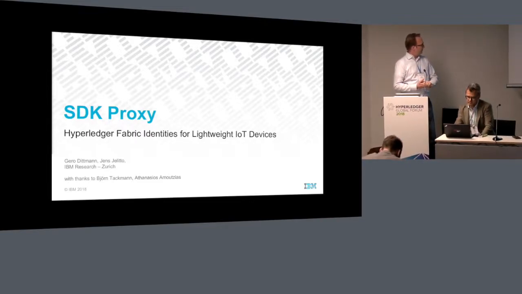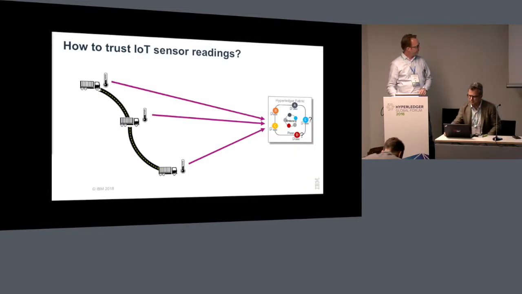What we want to show you here is an approach to give IoT devices identities on the Hyperledger Fabric, and in particular to enable lightweight IoT devices to do that too. So not just Raspberry Pis, although that still is going to be our prototyping platform, but Arduino type lightweight devices are the goal here. Now, why is that a relevant problem?